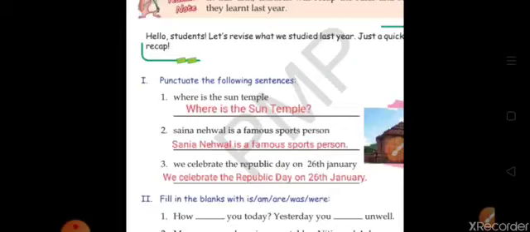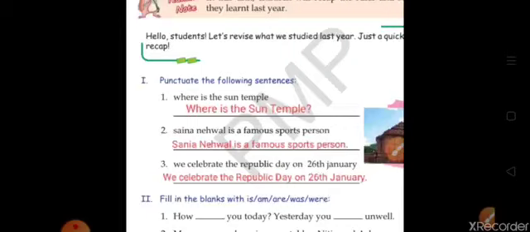Now in the second exercise, Saina Nehwal is a famous sports person. Now we are going to write Saina Nehwal, S with capital and N will also be capital because it is a proper noun, and we will put a full stop after the completion of the sentence.